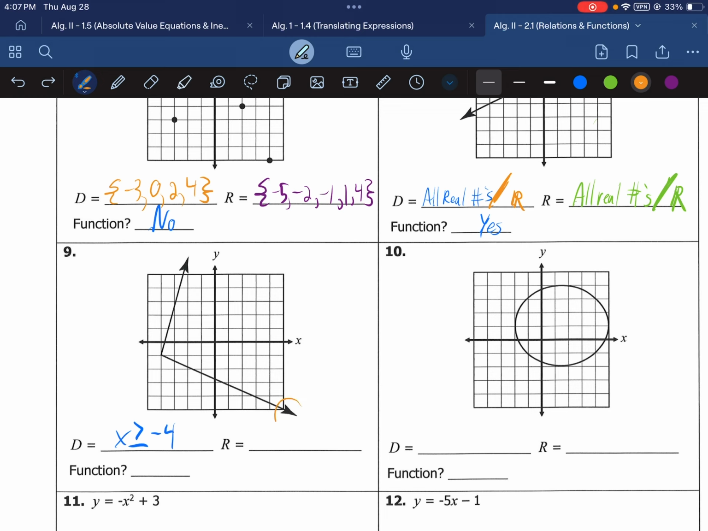The range, this arrow means it goes down forever, and this one it goes up forever, and it's everywhere in between as far as the y values. There's not a spot where it just doesn't exist or anything like that. And so it would be the real numbers. So that double-lined R are all real numbers. Now, is this a function? Well, I could draw a vertical line right here that would hit more than 1 point. So no, it is not a function.